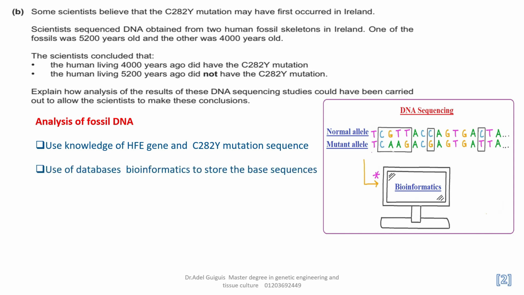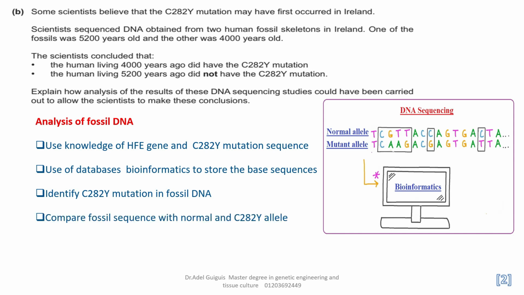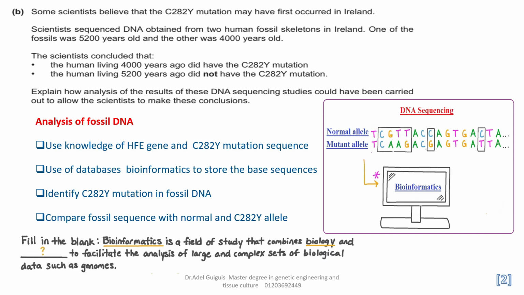Here, use of bioinformatics databases to store the base sequences. Also identify the mutation in fossil DNA: identify in which letter, how many letters are different, what the differences are between the normal allele and the mutant allele, and so on. Also compare the fossil sequence with the normal one, and with the C282Y mutation allele.